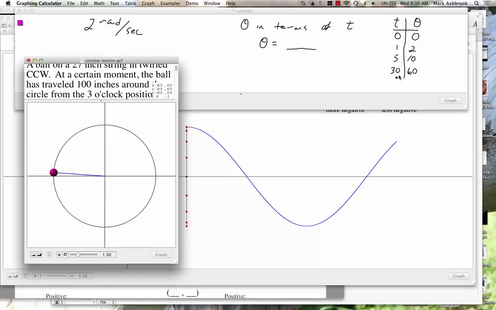So setting up a table like this and observing the pattern will allow you to generate the general formula. For every t seconds that goes by, what angle in radians is swept out? 2t. This is a strategy that you should be able to use and invoke. If you're trying to write a formula and you're not sure what that formula is, create a table of values and look for the pattern. So theta equals 2t.